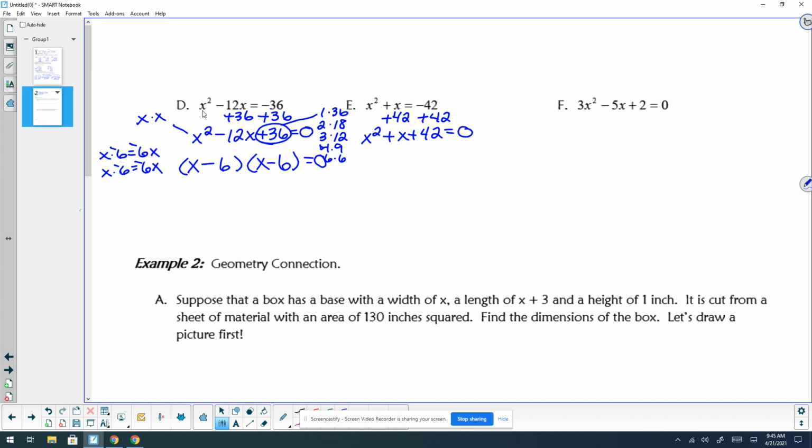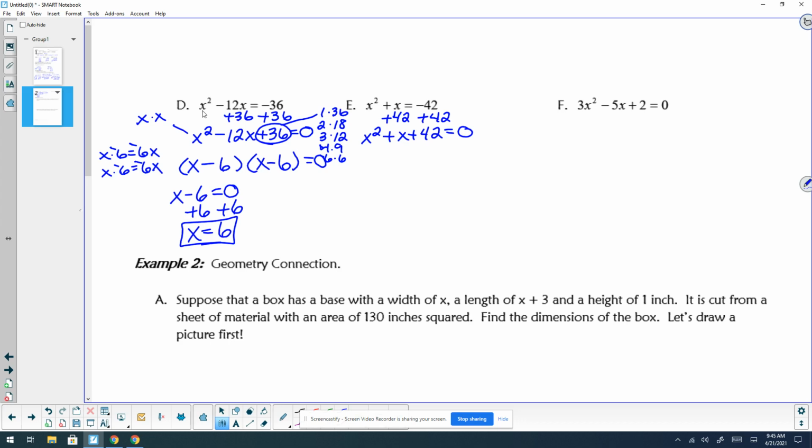Now, I have the zero product property here. So I do have to set this equal to 0. Since I already have x minus 6 is equal to 0 here, I do not have to write it down again. I can just leave it one time. So x would equal positive 6.